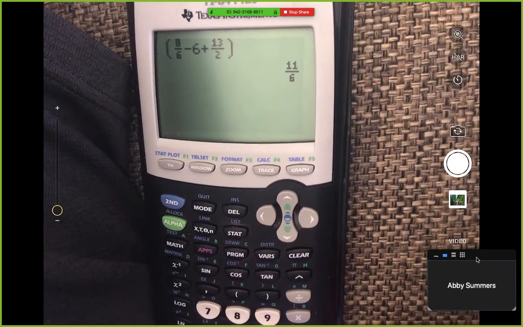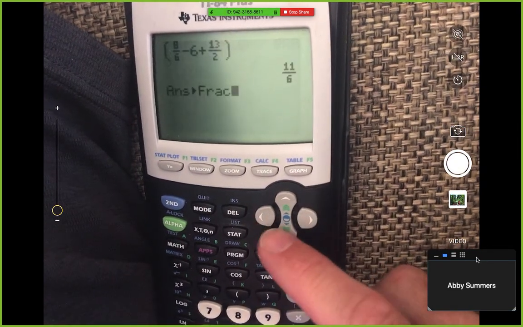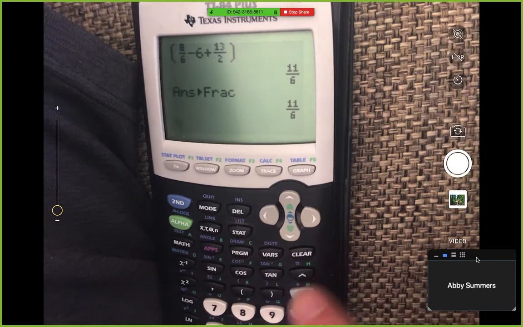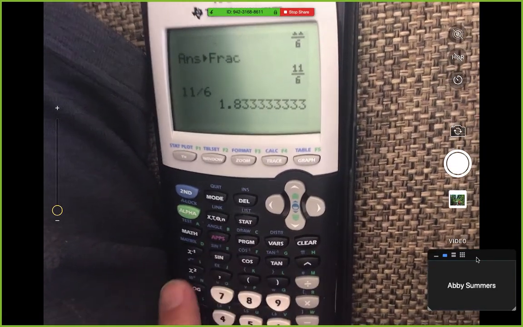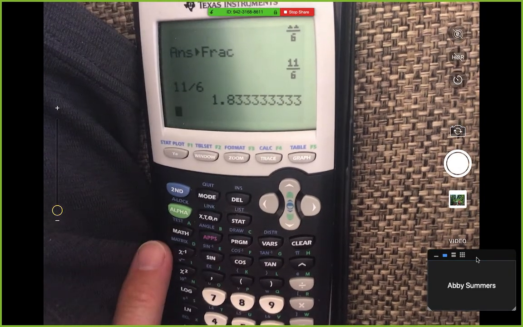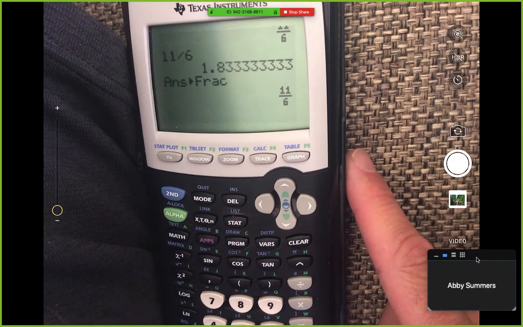You get 11/6. If you don't use that and you get a decimal, there's the math button that has this frac and decimal business. So it can turn it into a fraction, or it can be a decimal. So if I have 11 divided by 6, and you get a repeating decimal, that's a sign that it'll be a fraction. You go math and frac, and it will become that fraction that goes with it.